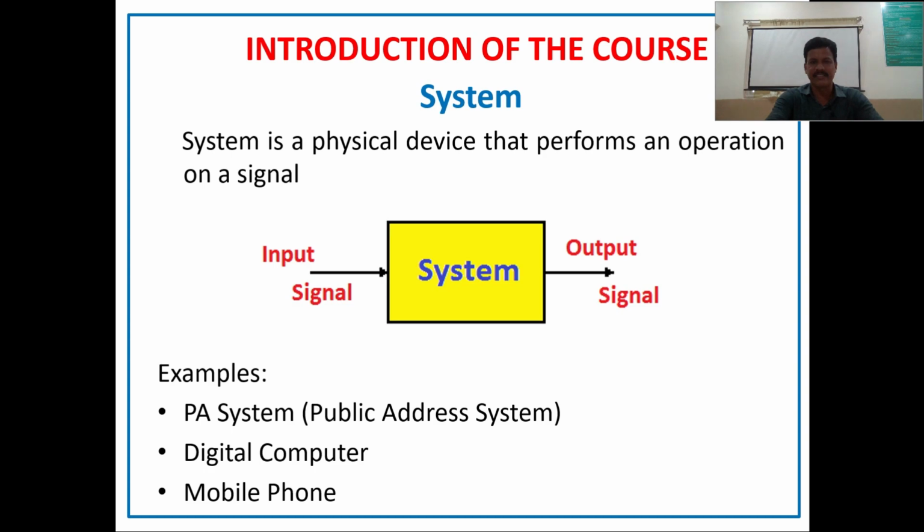Second one, coming to the system. A system is a physical device that performs some operation on the signal. This is the block that shows the system and the relation between input and output signals. We can take a number of examples. The famous examples are public addressing system, digital computer and mobile phone. Here, the system performs some operation on the input signal and gives a modified signal as the output signal.